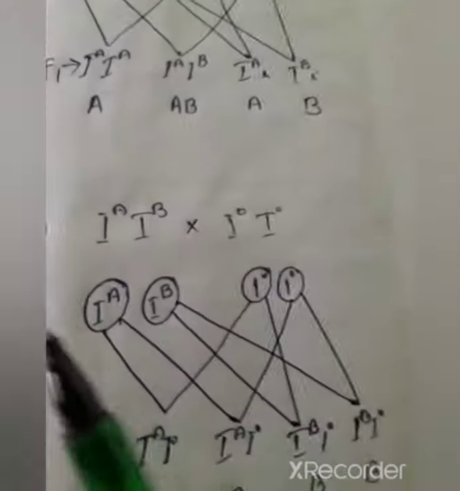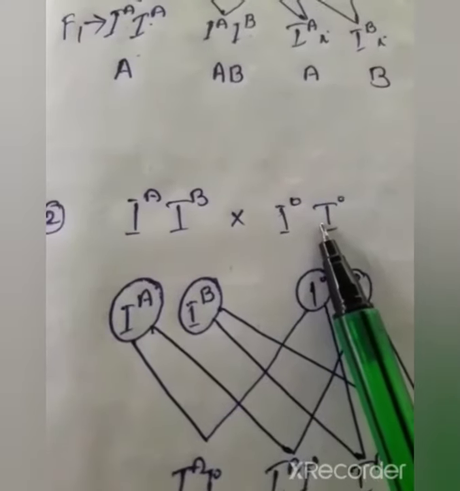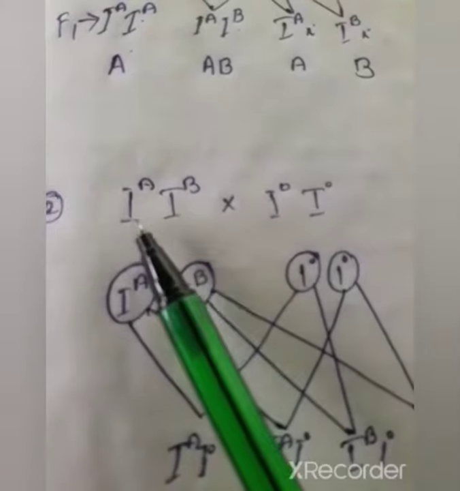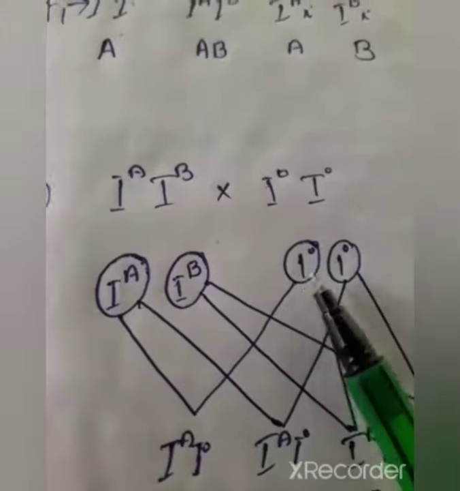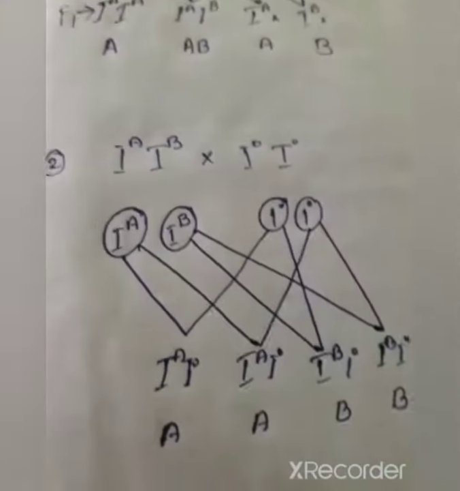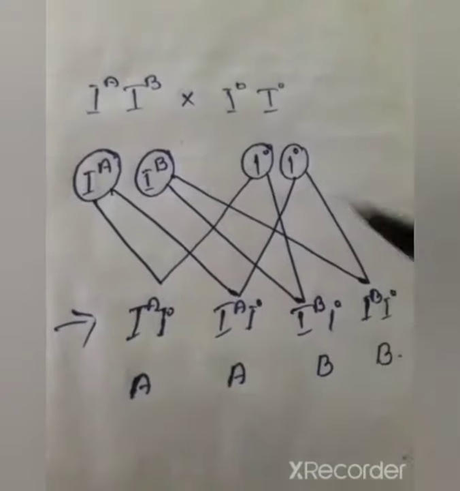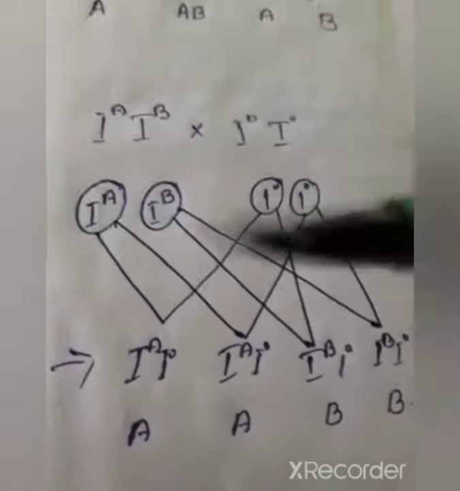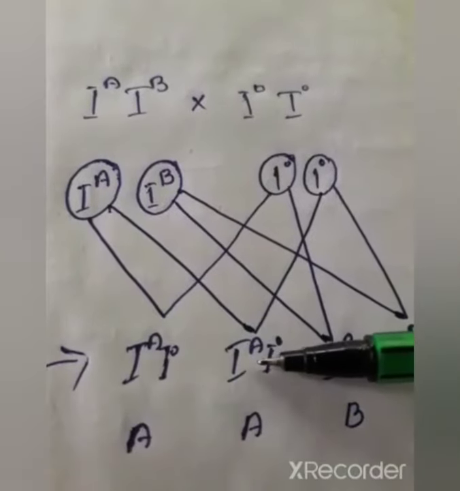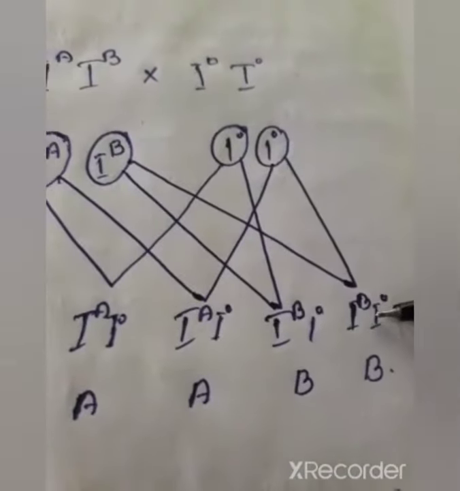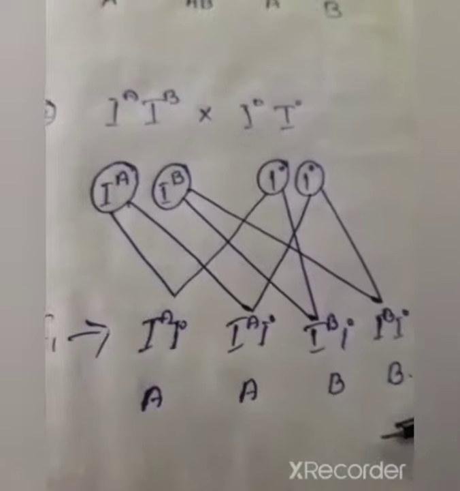Next condition, IA, IB crossed with I and I. The gametes are IA and IB from here, and I and I from here. In the F1 generation, two possibilities of offsprings. First one is IA, I, the heterozygous condition. Then again IA and I, then IBI and IBI. Two types of offsprings are formed here. One is the A group, another one is the B group.